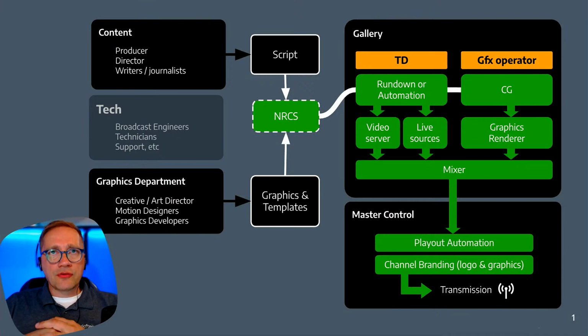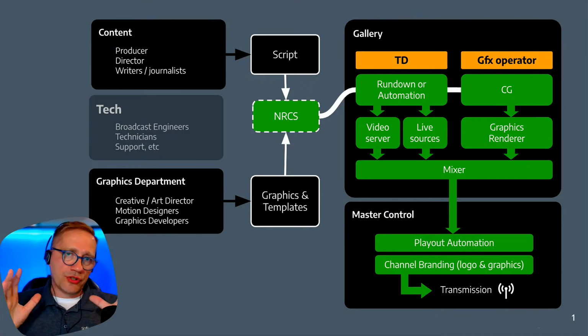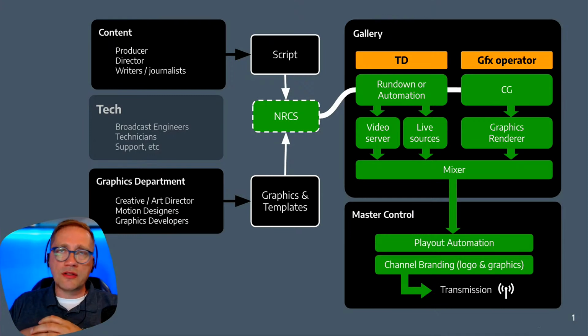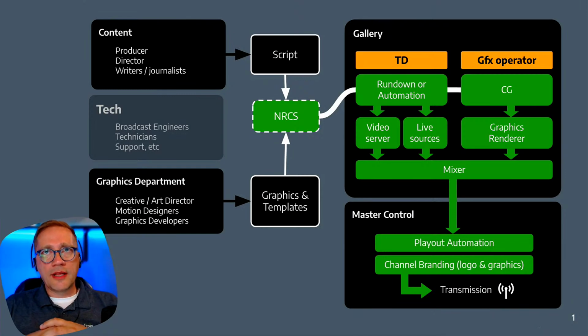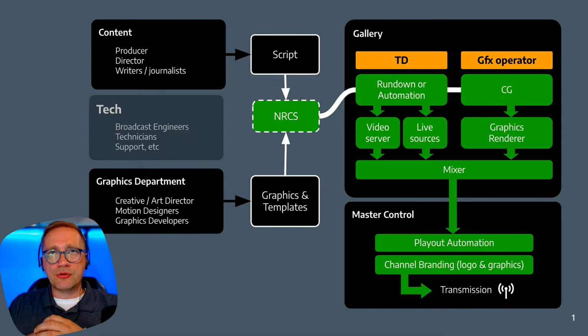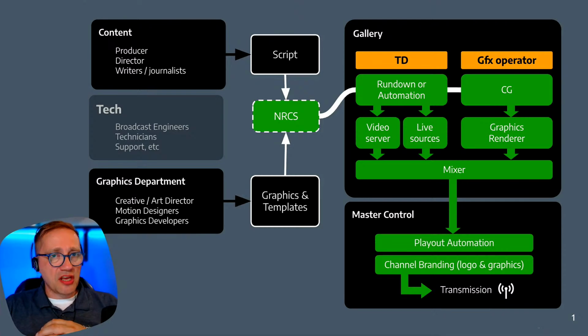And then the script and the graphic templates go into some kind of system. In the newsroom, they have newsroom content systems, NRCS, that take care of managing all this stuff. And in the gallery, the production room, they have some kind of rundown or automation system which loads in that script, including the templates. The technical director is then controlling, operating that system, which triggers the video server and switches live sources using a mixer or switcher. And next to him is a graphics operator who is using CG.